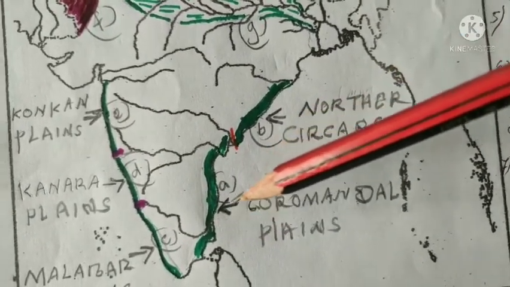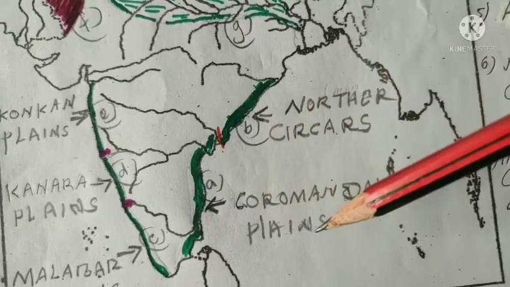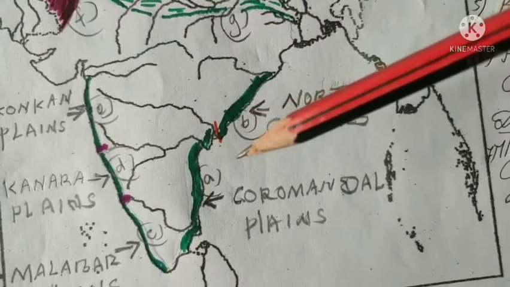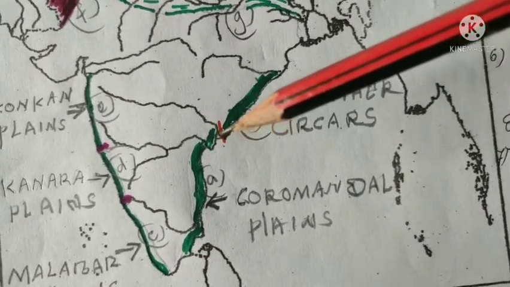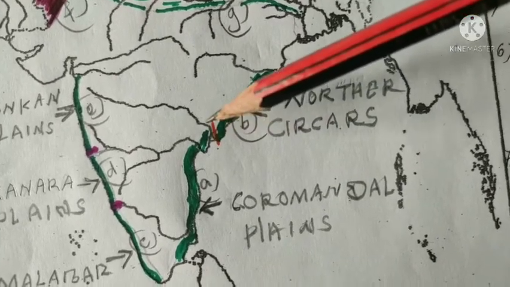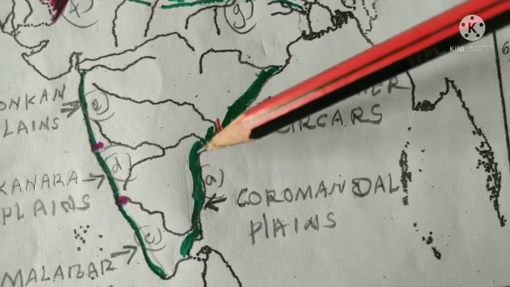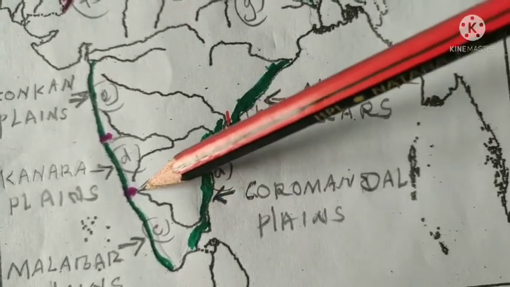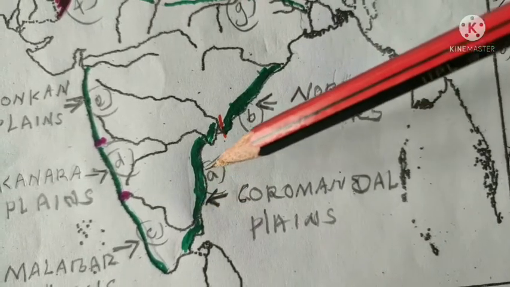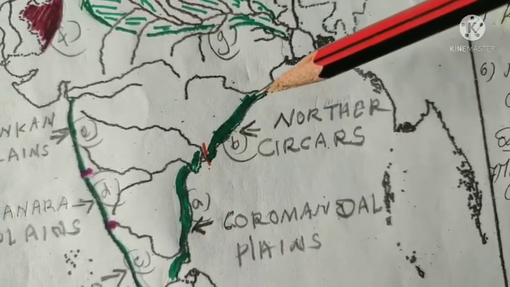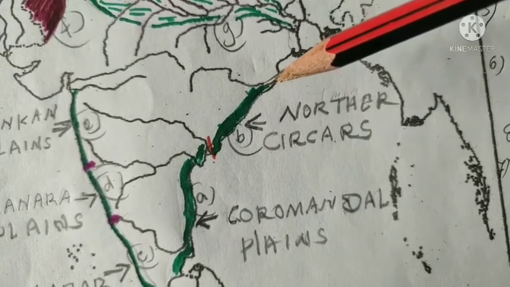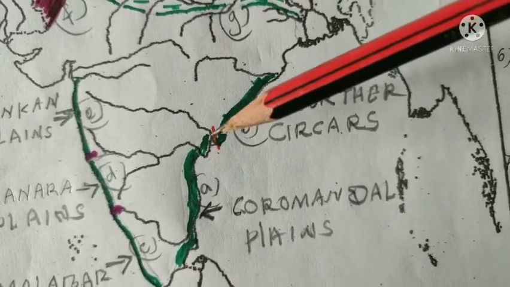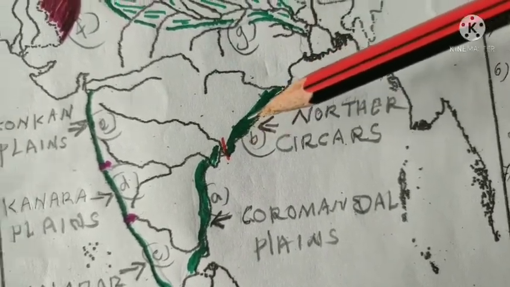This is divided into two categories. First one is the Coromandel Plains, and another is the Northern Circars. So how to mark the Coromandel Plains, which begin just below the river Godavari. So this is the river Godavari. Just below that, from there to here. The Eastern Coastal Plains are wider than the Western Coastal Plains. And next is the Northern Circars. Northern Circars begin just below the river Mahanadi. So this is Mahanadi; below that and above the river Godavari, this is the area of the Northern Circars.